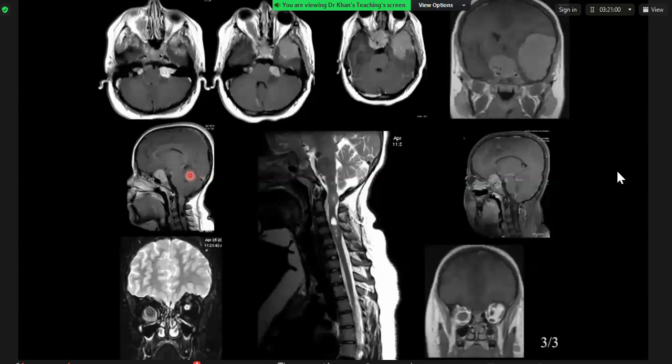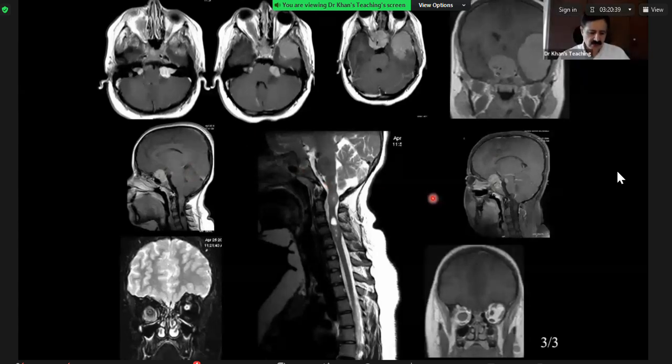Can't see exactly. That is anterior to the midbrain, you're asking. So what can it be? I'm not sure. So normally the posterior pituitary is enhanced. Any nerves which pass through this area?